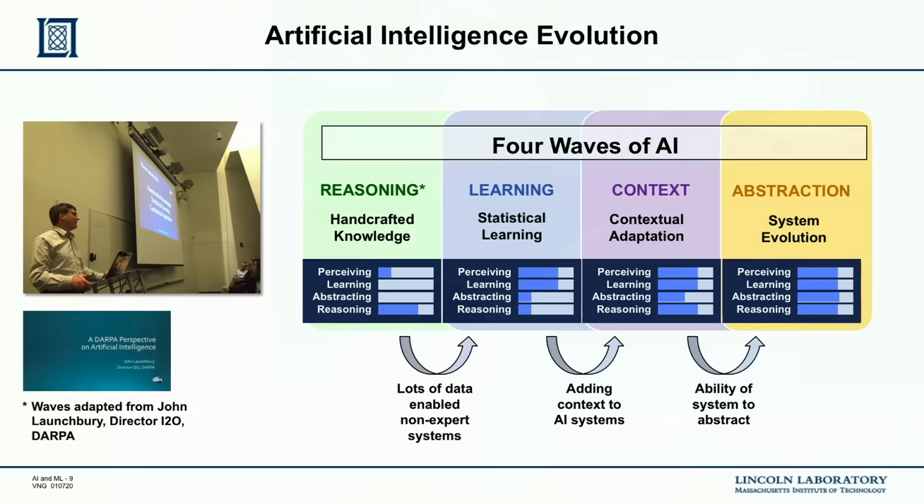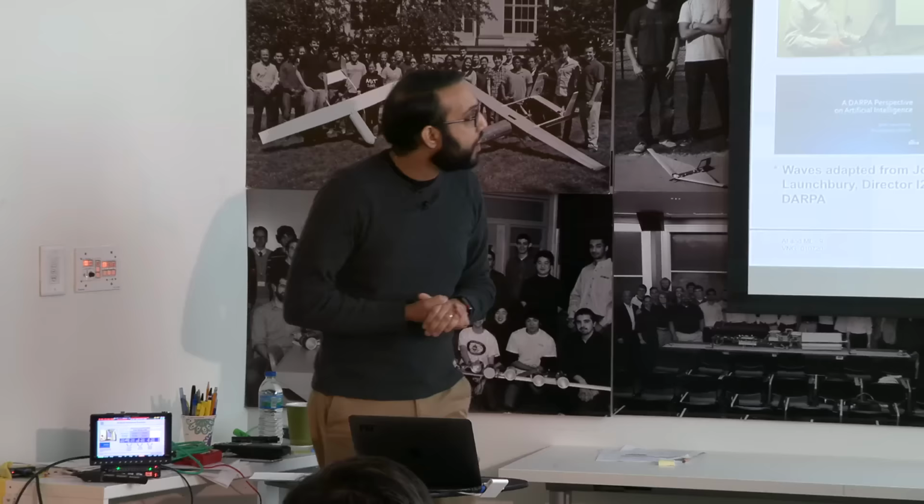So looking at the four vectors that you could think about, these systems had a little bit more on perception. Obviously, we're doing a lot more learning, but their ability to abstract and reason was still pretty low. And by reasoning, we mean, can you tell us what's going on when you give me an output, the result?